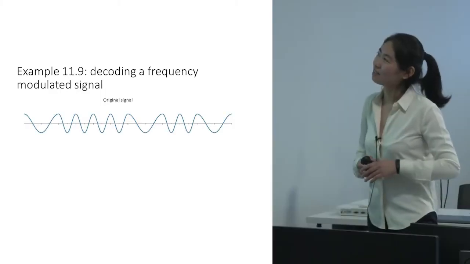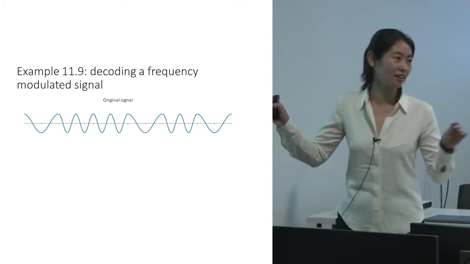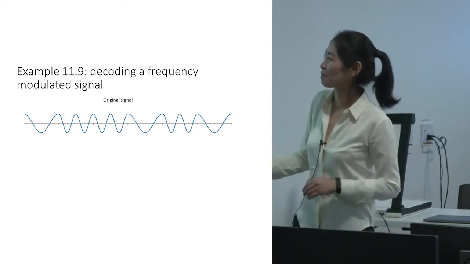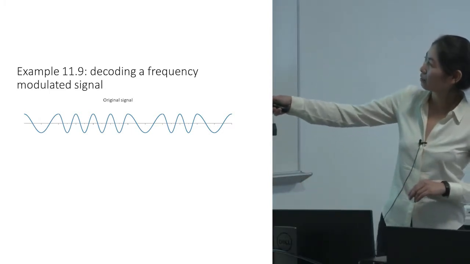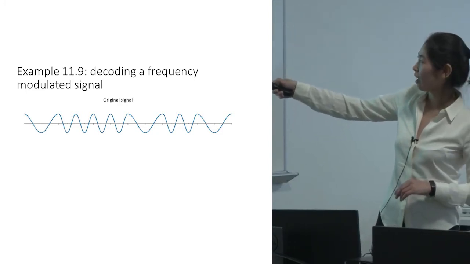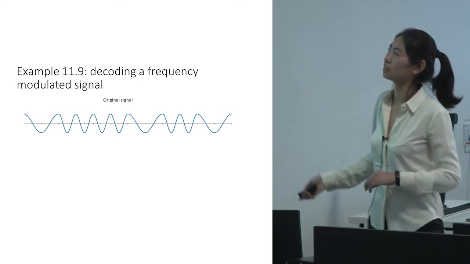So the next example is decoding a frequency modulated signal. This is not a riddle anymore, so we just have some more plain math here. So we have the original signal here. We have a low frequency signal connected with a high frequency signal, and then connected to another low frequency signal, a high frequency, and a low frequency signal.